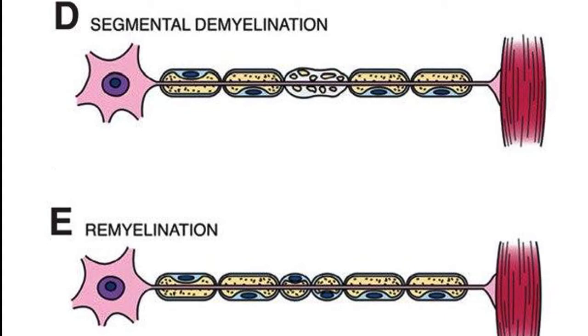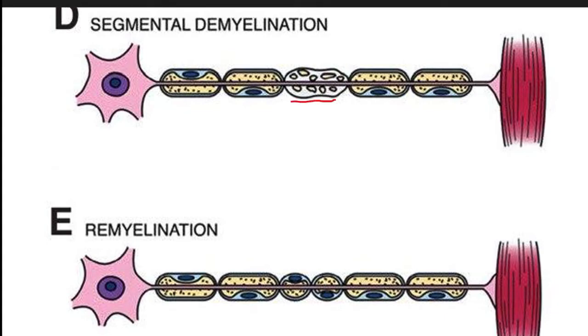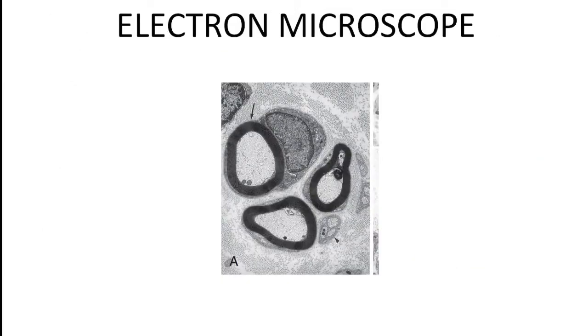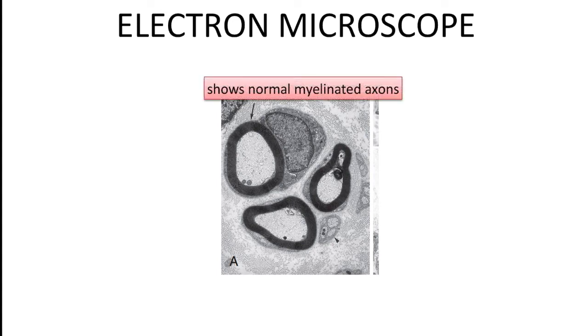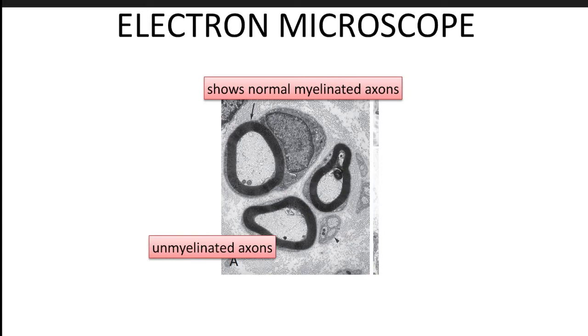Coming to demyelination, you can see a myelinated nerve which is now gone, but the axon is intact. The problem is that when remyelination happens, again the length and the thickness of the myelin are reduced. So this is how we can see the remyelination and the axon sprouting. Under the electron microscope you can see the normal myelinated axon and the unmyelinated axon. How will you identify that? The important thing is that this is the Schwann cell, which is not present over here. So this is unmyelinated and this is the myelinated axon.